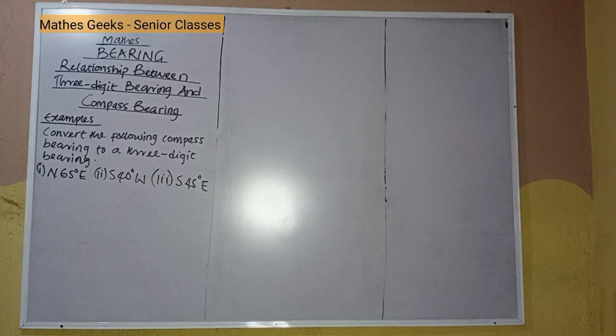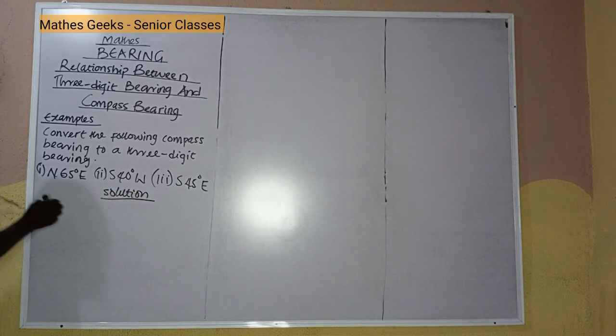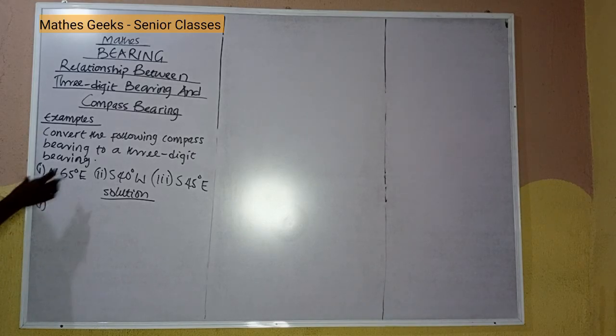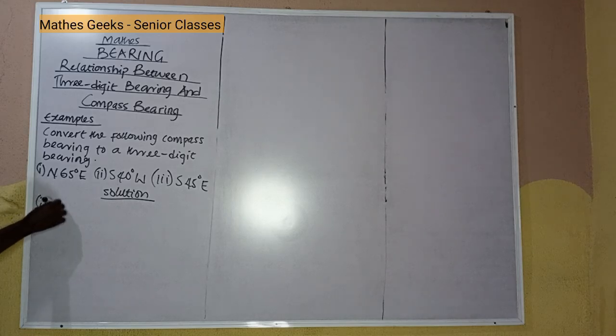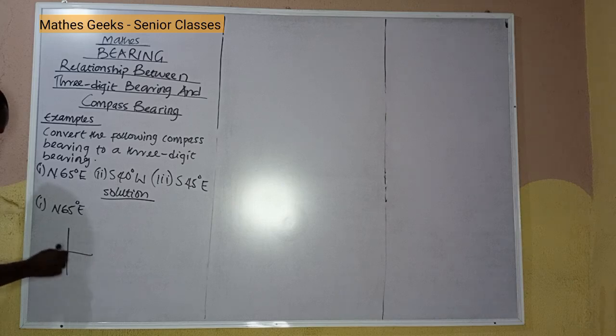Convert the following compass bearing to a 3-digit bearing. Solution. So now we're going to convert from compass bearing to 3-digit bearing. So let's represent north 65 degrees east. So in compass bearing, this 65 degrees is like this.